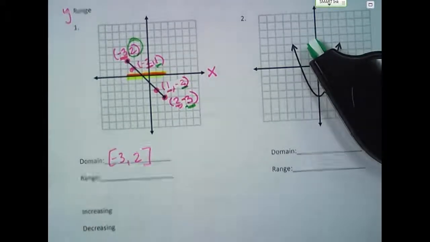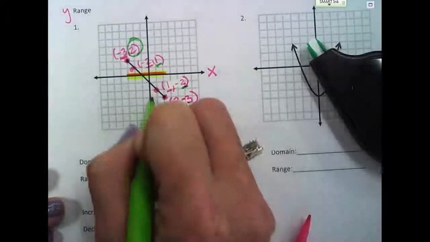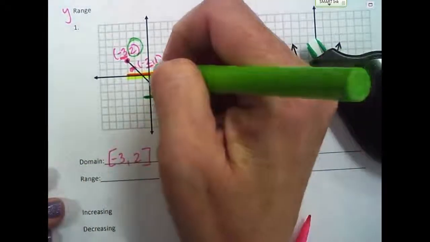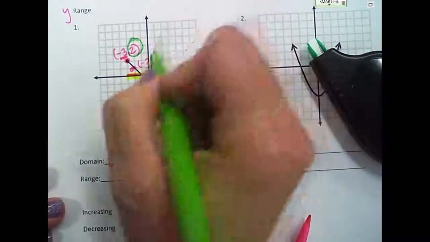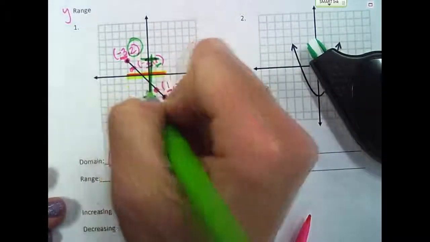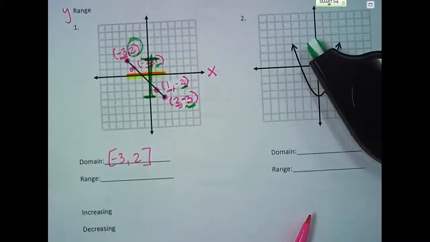Correct? So the lowest point was here. We went all the way up to the highest point here. So that was my window. The green. The green's my window. Low to high. What points are those? -3 all the way till 2.